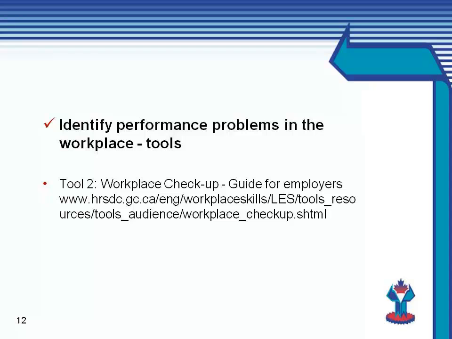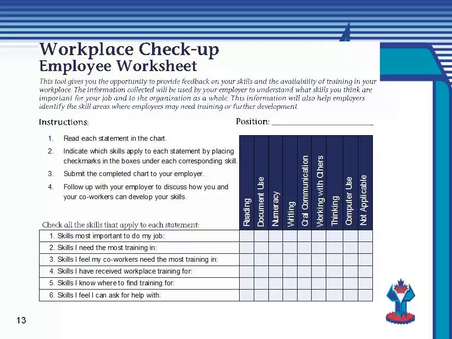An additional HRSDC tool you can use to identify performance problems in the workplace is the Workplace Checkup. It's designed to help employers gather employee and apprentice feedback on essential skills. The results provide employers with a better understanding of the training needs of their organization. The Workplace Checkup tool asks employees and apprentices about essential skills in their jobs. They indicate which of them they feel are most important to their jobs, those they need training in, and answer other questions about current training.